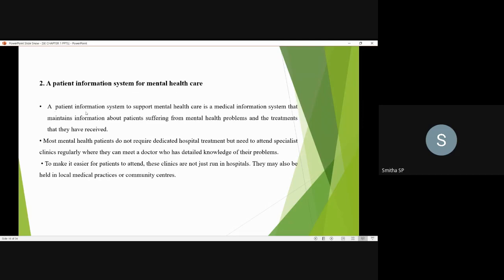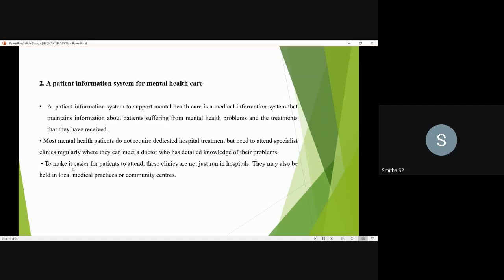A patient information system to support mental health care is a medical information system that maintains information about patients suffering from mental health problems and the treatments that they have received. Most mental health patients do not require dedicated hospital treatment but need to attend specialist clinics regularly, where they can meet a doctor who has detailed knowledge of their problems.